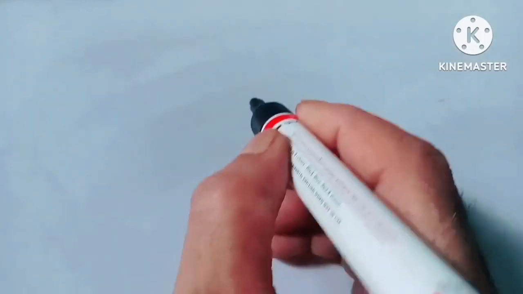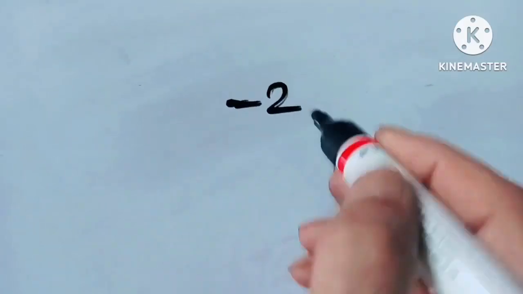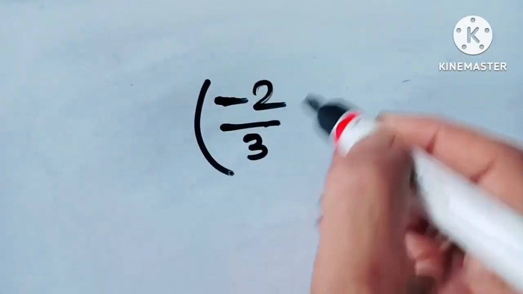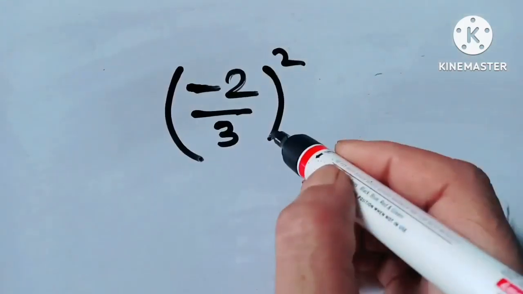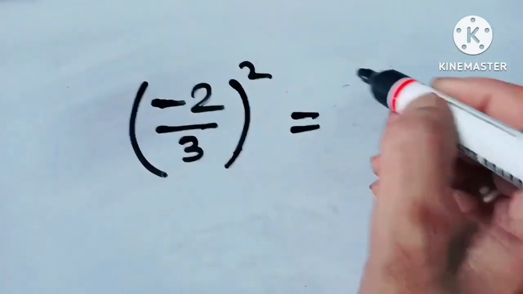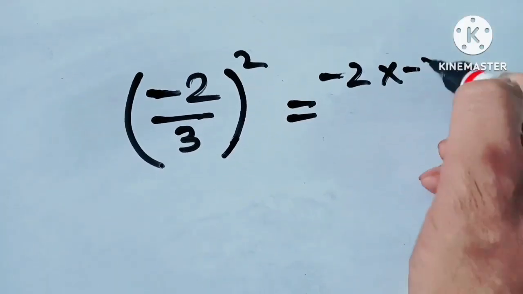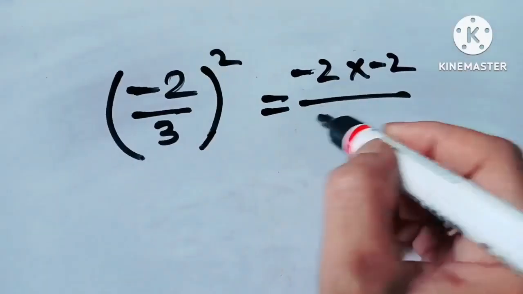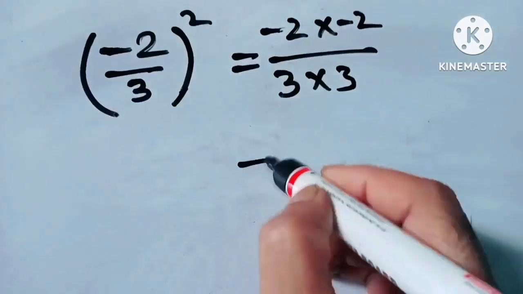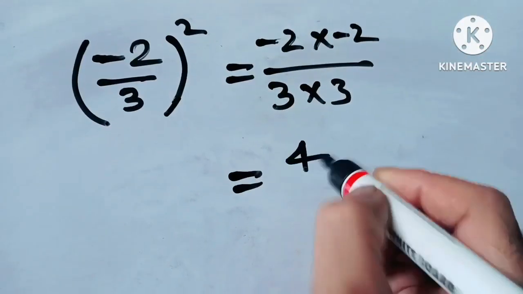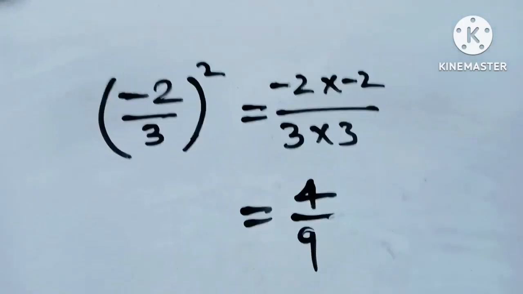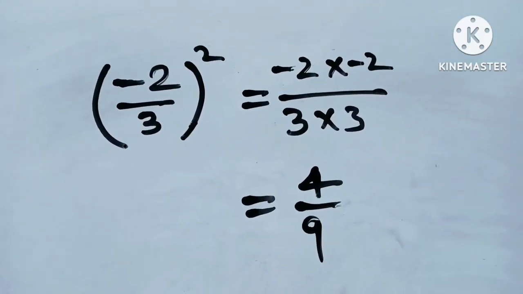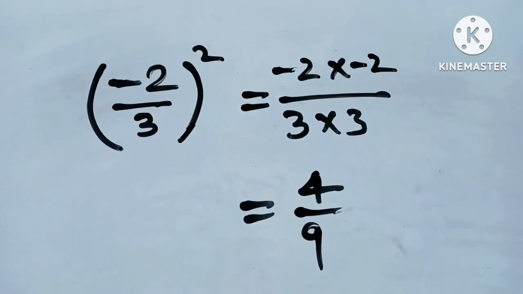Now we will solve a fraction with a negative sign. That means (minus 2 by 3) to the power square. We will write it as minus 2 multiply minus 2 by 3 multiply 3. Here minus minus cancel and 2 2s are 4. Now in the denominator 3 3s are 9. So the fraction is 4 by 9.